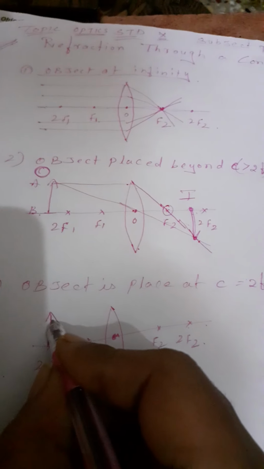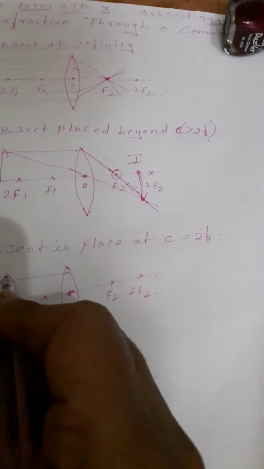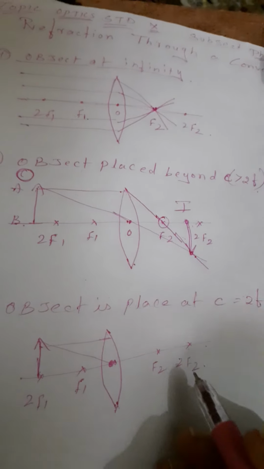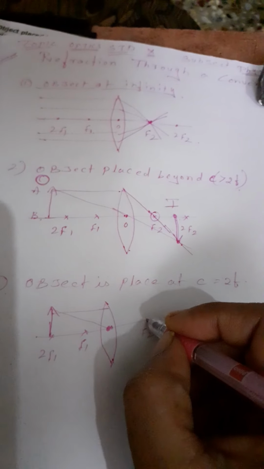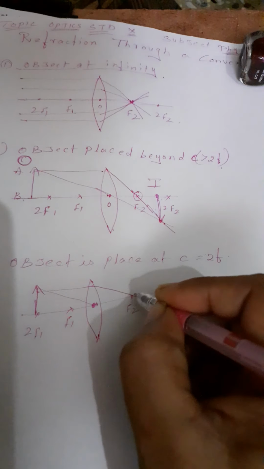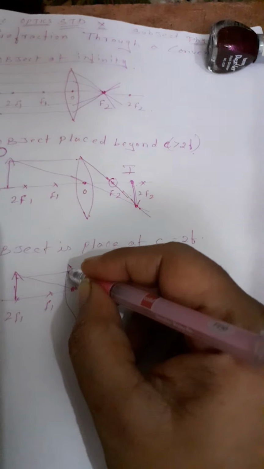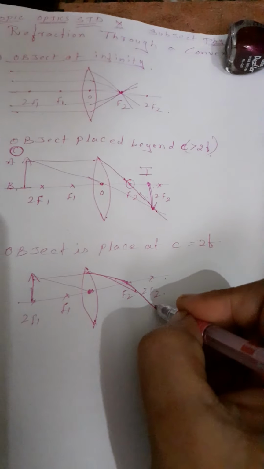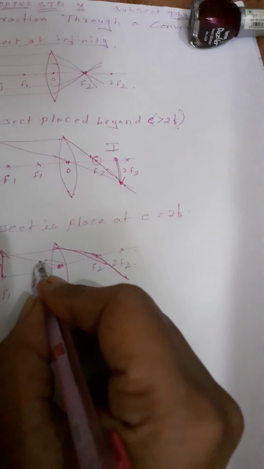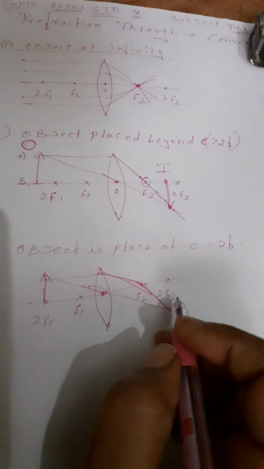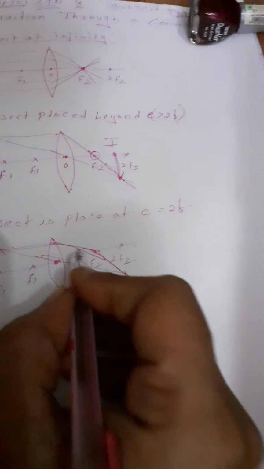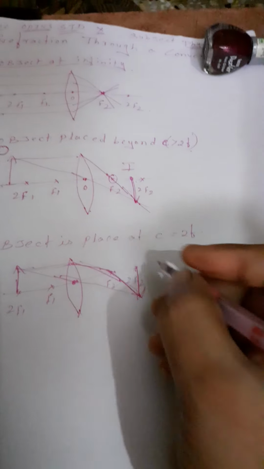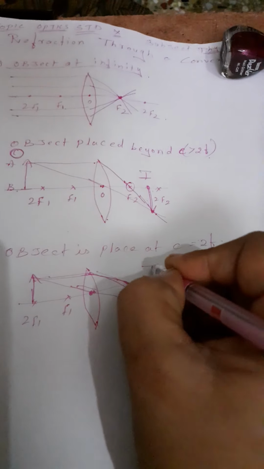For that also, the two rules. One is parallel, another one is passing through the center. You know very well, the parallel ray will be refracted through focus and stop exactly near the 2F, and make this line join there. Exactly at 2F you will get your image.